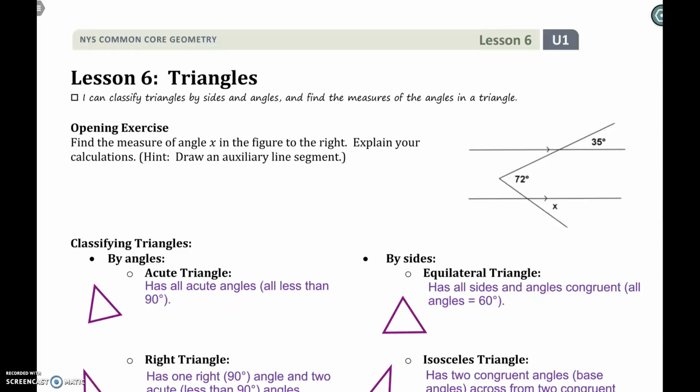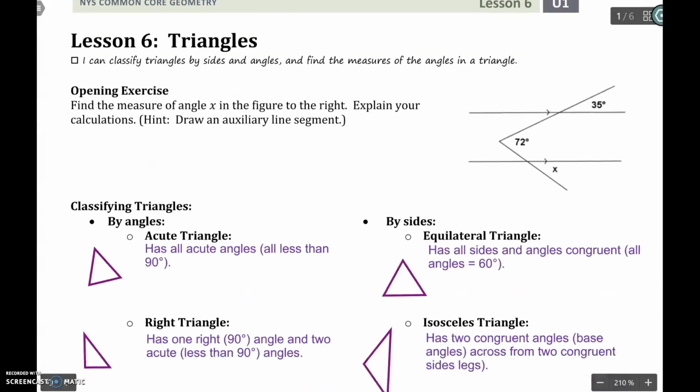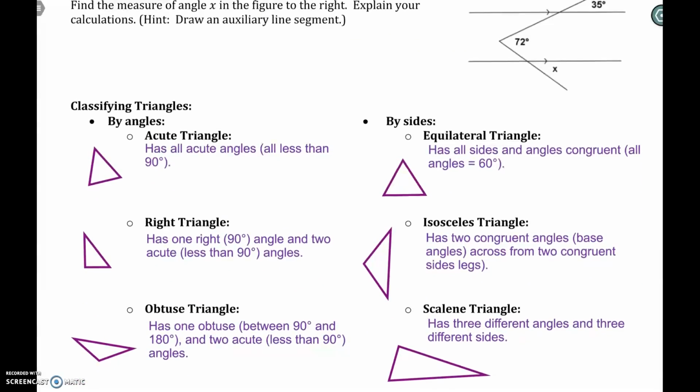We're going to talk about triangles and some of their properties. You're going to do the opening exercise on your own. Your goal today is to be able to classify triangles in two ways and to find the measures of some of the angles. So we have 6 types of triangles that we're going to discuss.